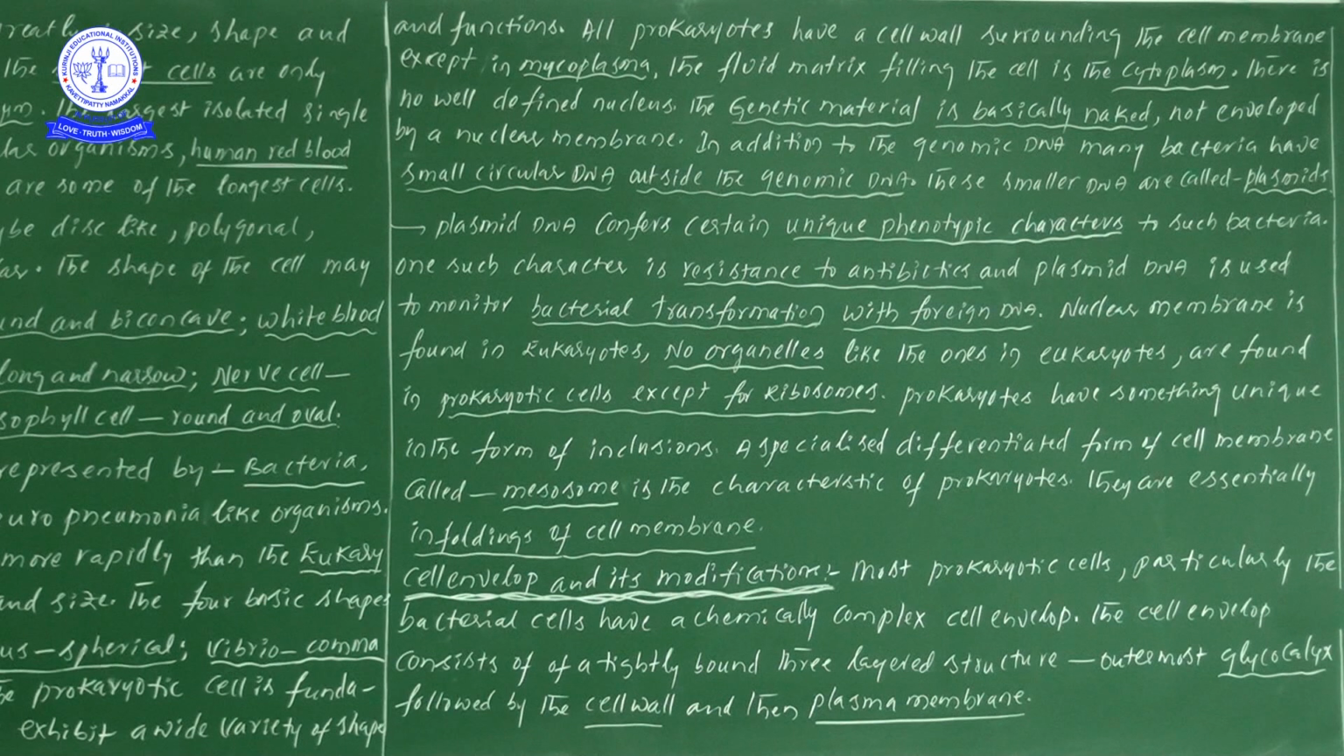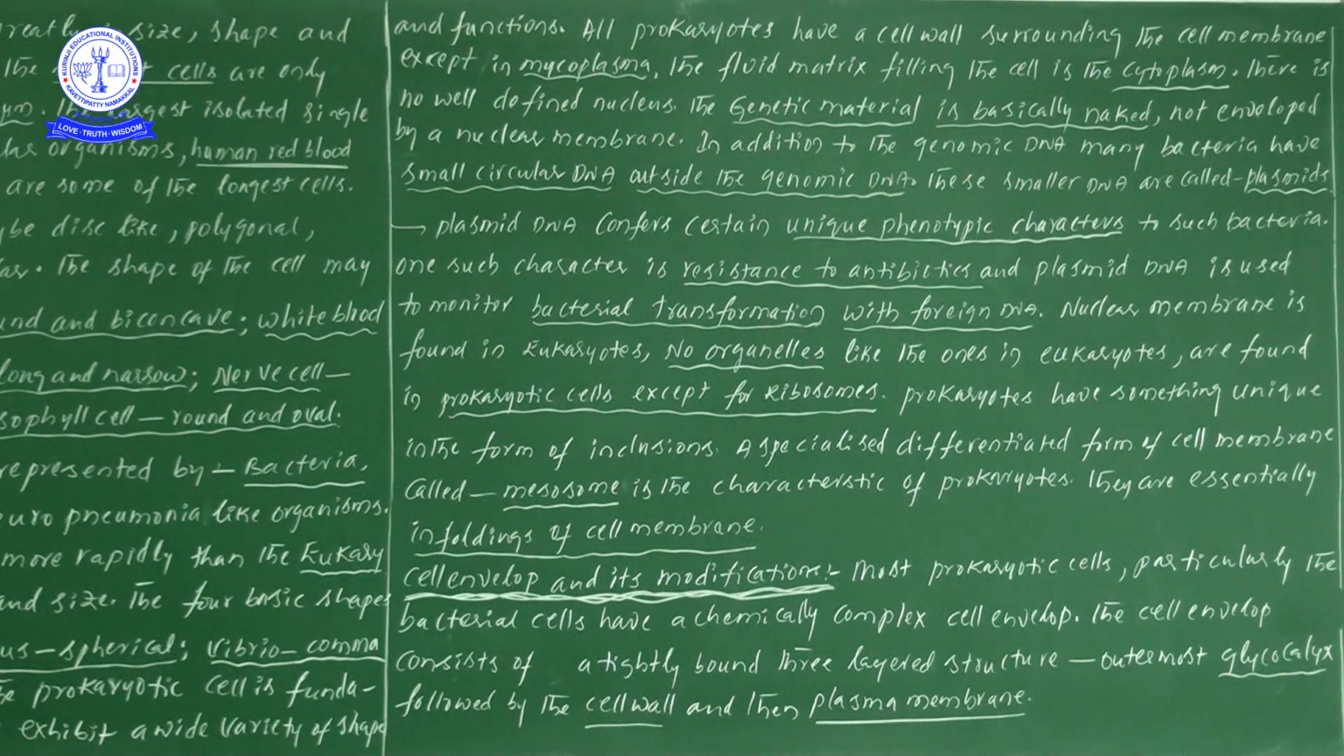Okay, now here you see, the cell envelope consists of a tightly bound 3 layered structure. So if you take a cell envelope of bacterial cells or prokaryotic cells, what is the point here we can say? Definitely 3 layers we can see, and these 3 layers are also tightly bound.